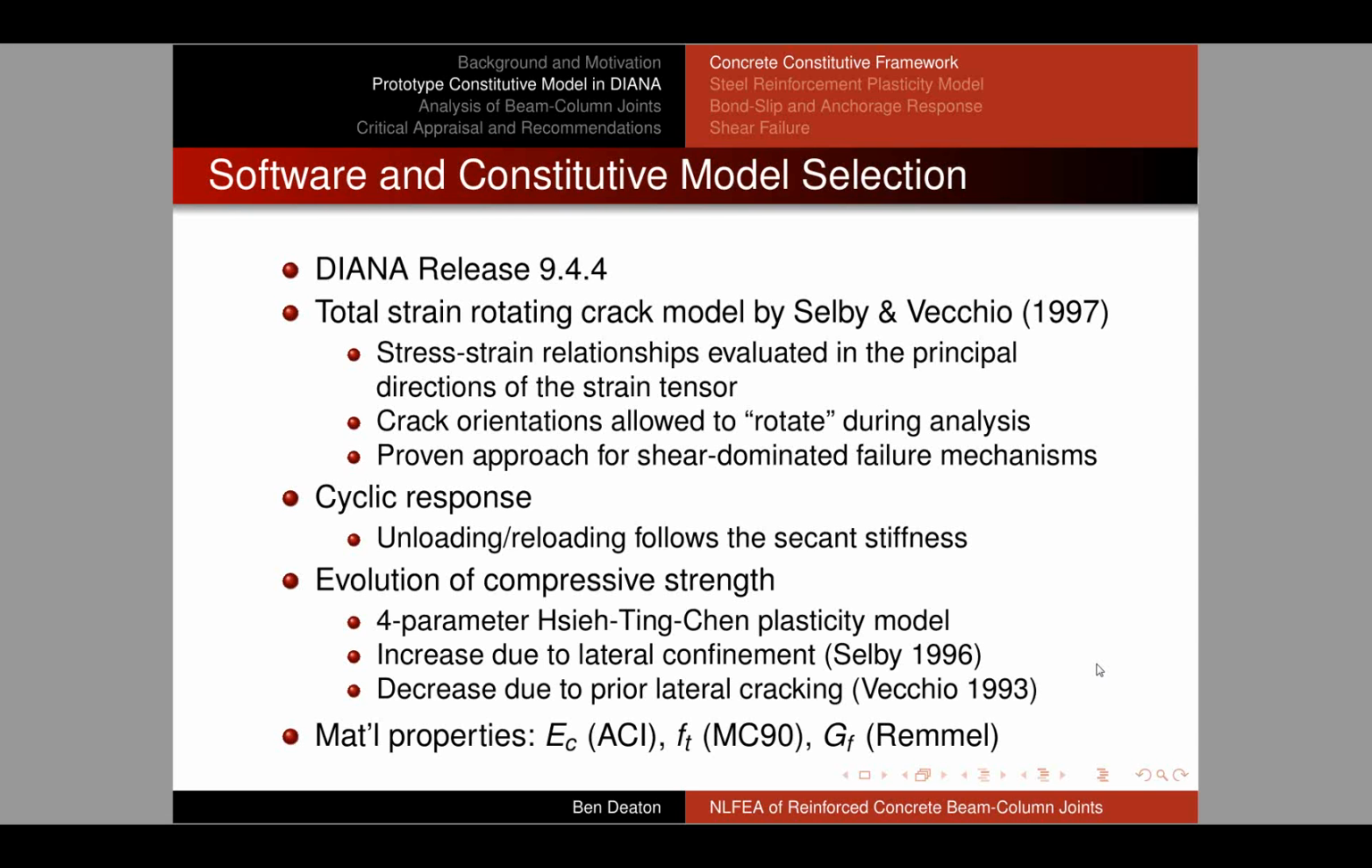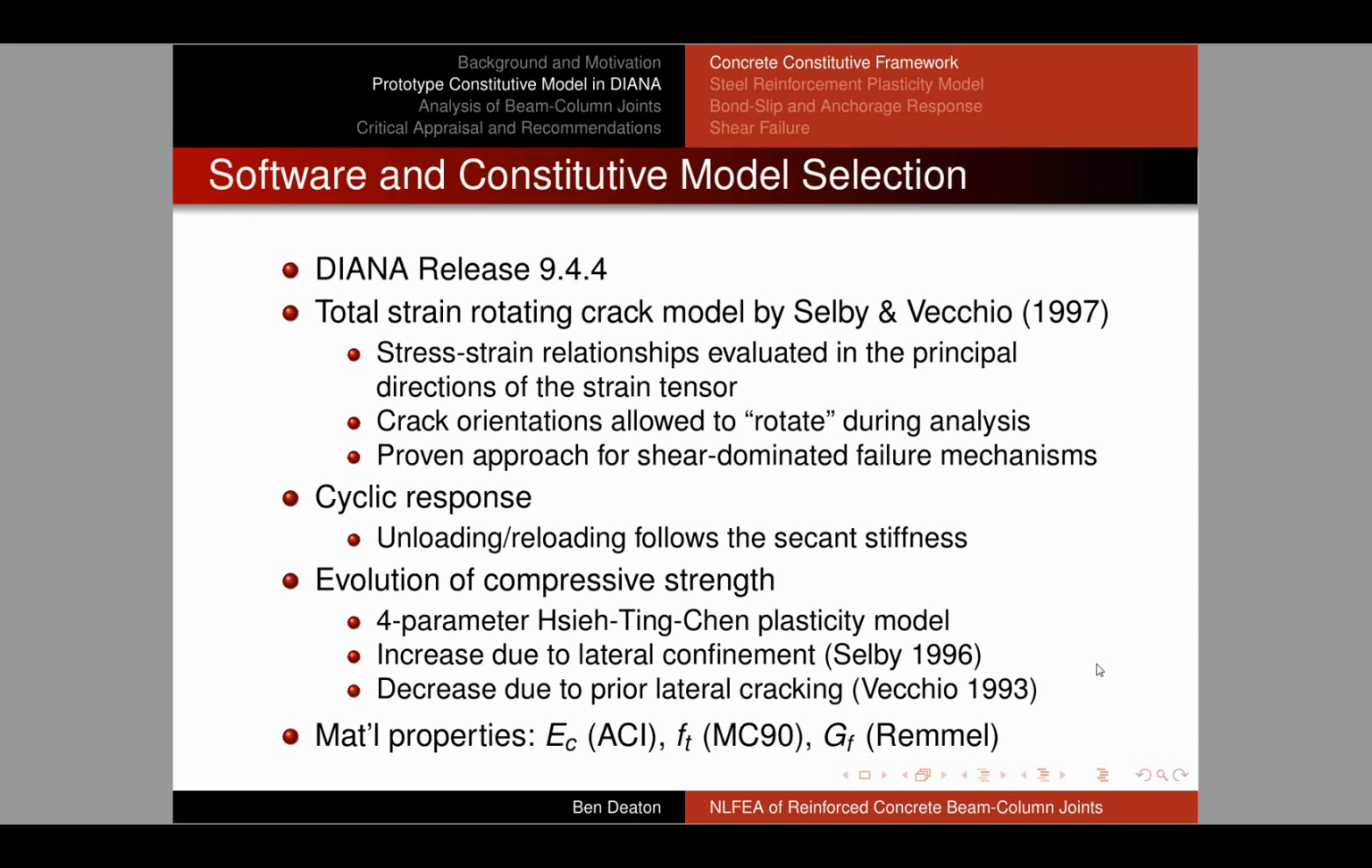This has been, if you look back through the literature, a proven approach for shear-dominated failure mechanisms. In this model, the cyclic response uses the secant stiffness for unloading and reloading, and this is very advantageous for our problem because all of the experimental results in this area exhibit a highly pinched hysteretic response, and so this helps us achieve that. And this model also allows for the evolution of the compressive strength based on a 4-parameter plasticity model. So we can see either an increase in strength due to lateral confinement or a decrease in compressive strength due to prior lateral cracking.